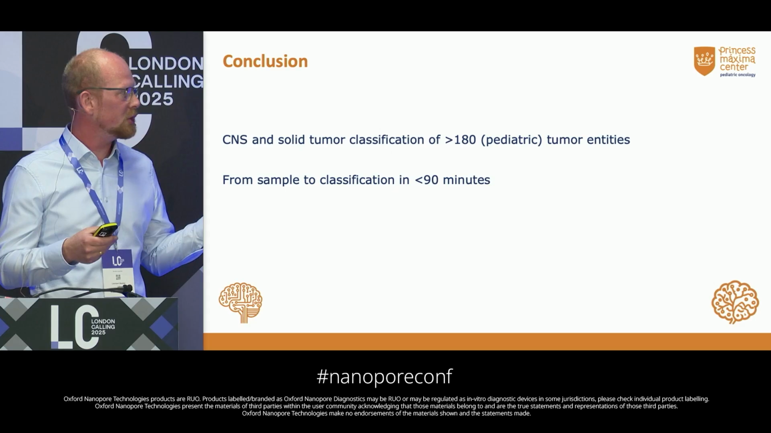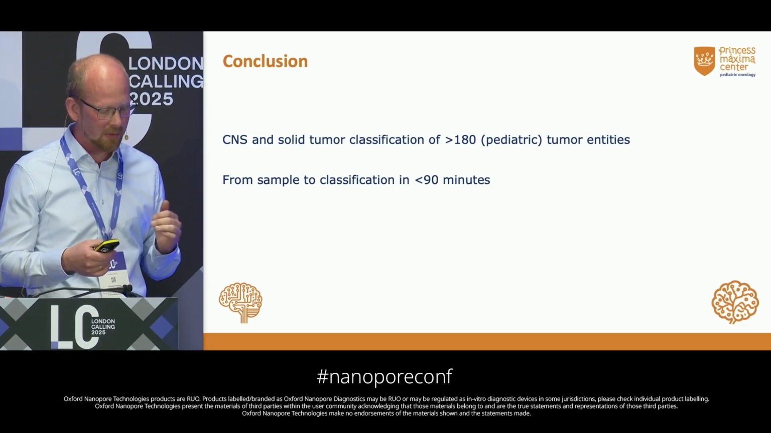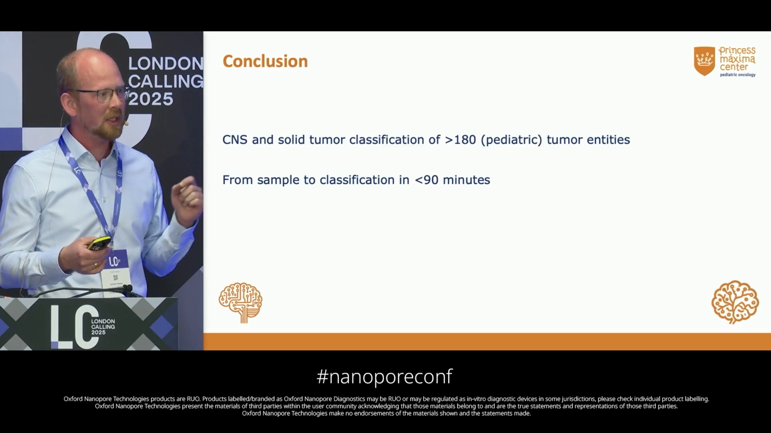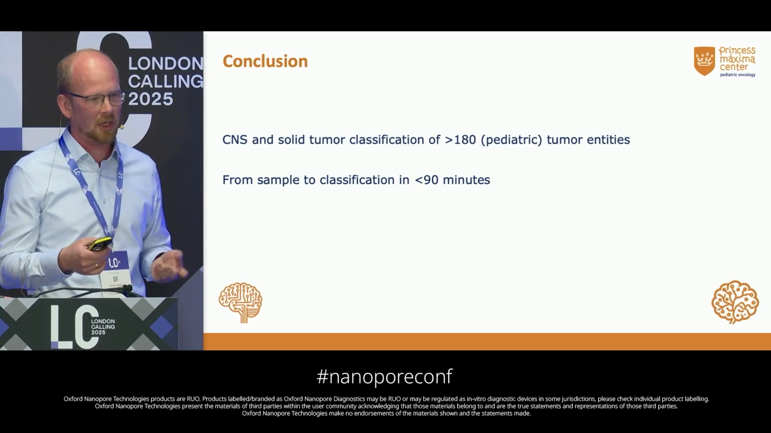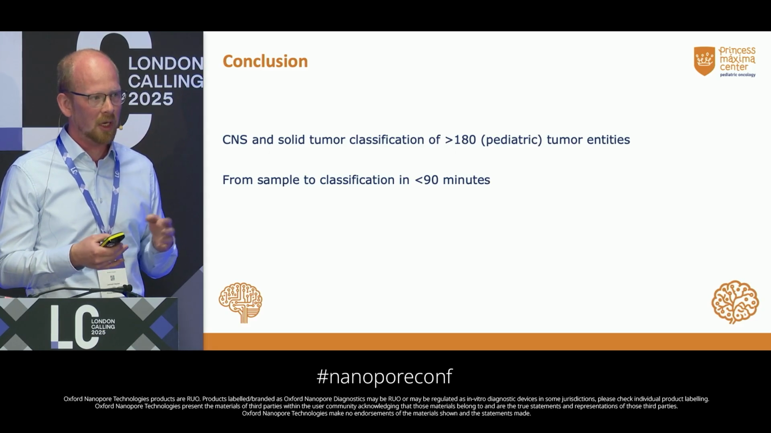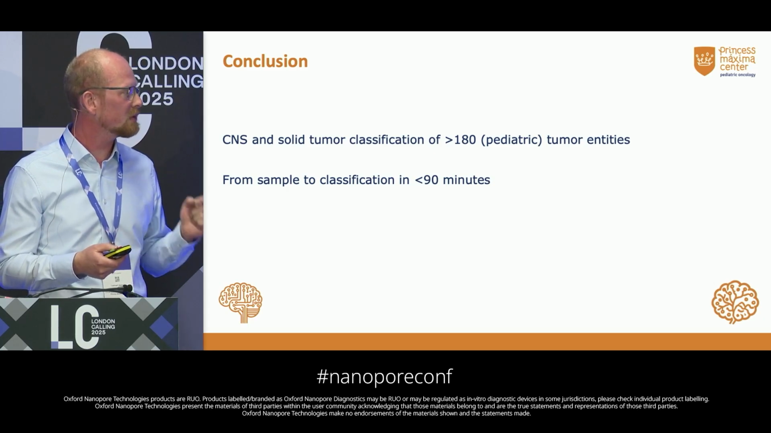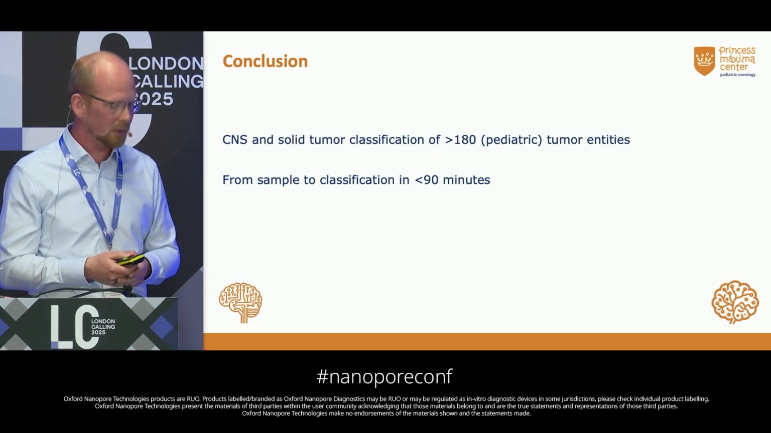Together with Sturgeon for the CNS and Toucan for the solid tumors, we can classify over 180 different pediatric tumor entities. With this method, you can really get from sample to classification in under 90 minutes. So when there is a need for getting an accurate diagnosis fast, this is really a tool to turn to.